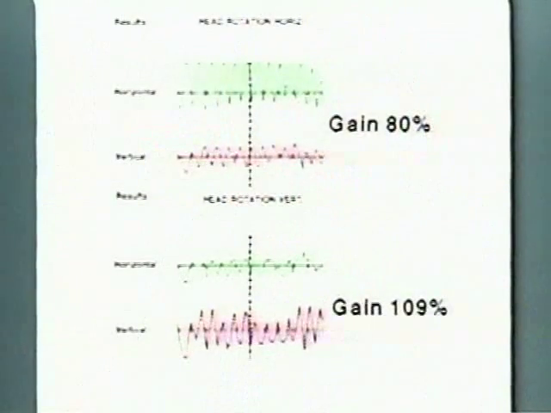The following are additional examples of rotational testing in both the horizontal and vertical planes. In the first example, we see normal horizontal and vertical head rotation with a well-defined pattern of rotational data, which in the horizontal plane has a gain of 80% and in the vertical plane has a gain of 109%, both of which show normal tracings.